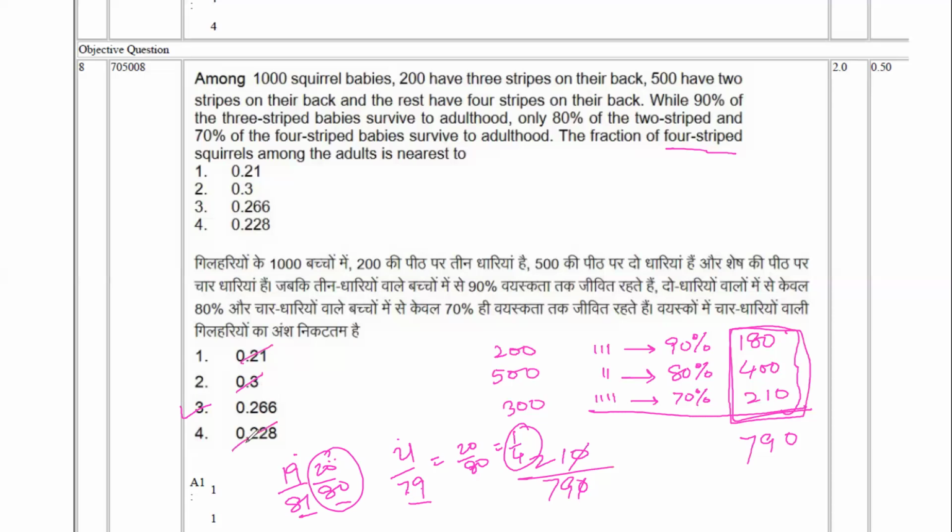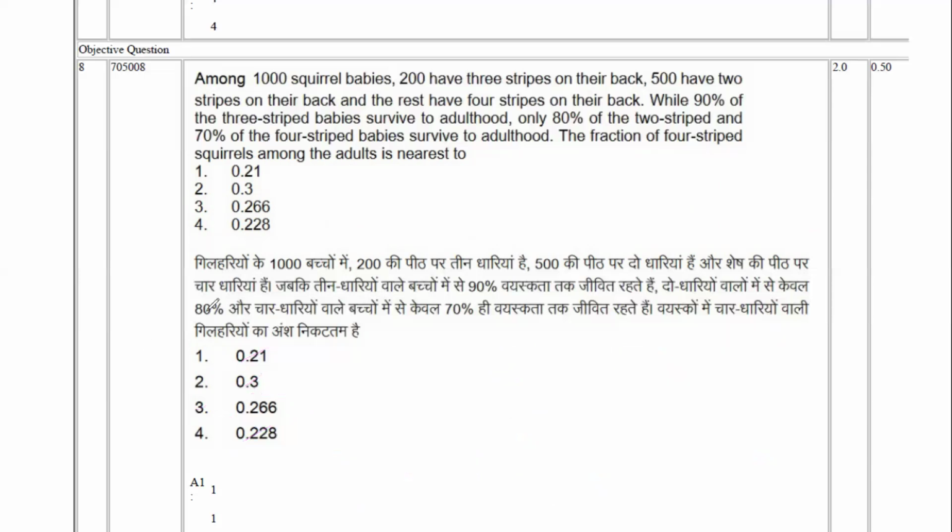This is out and this is also out. So 0.266. No need of using your calculator and wasting time, but I suggest you do use your calculator. Silly errors do happen.